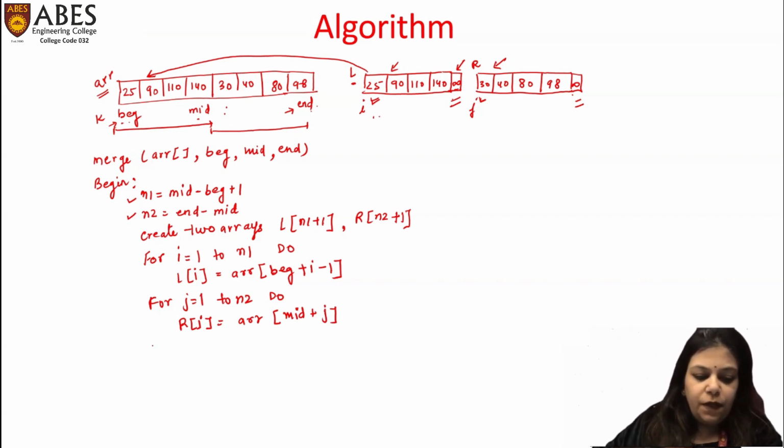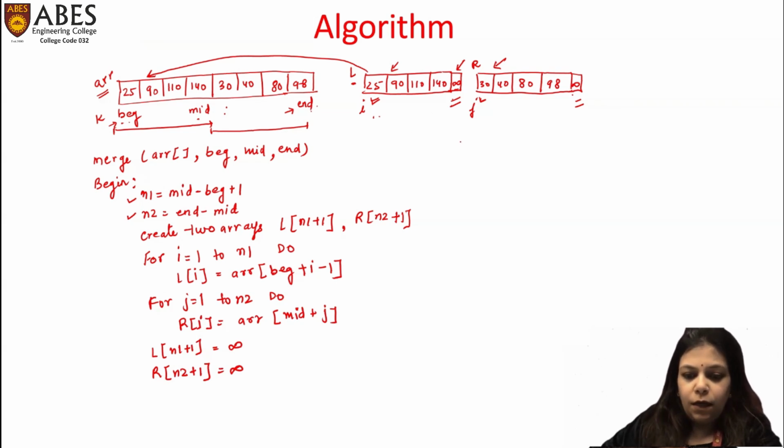So afterwards, we will store infinity in position N1 plus 1 in both the arrays L and R. So R of N2 plus 1 will also become infinity, right?